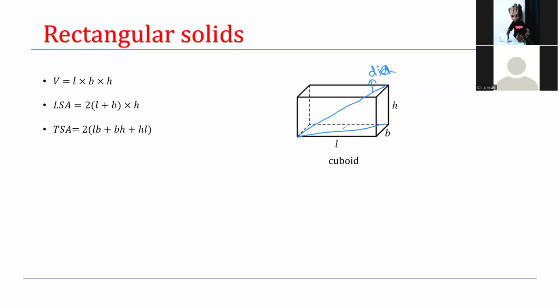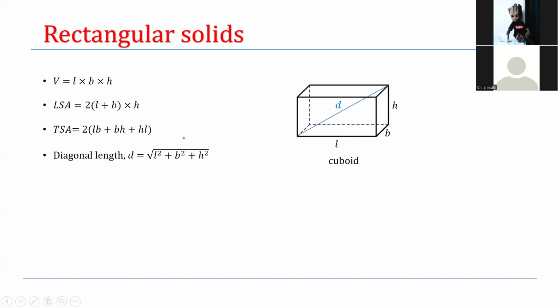This is root of L square plus B square. Why is this root of L square plus B square? This is the right angle triangle. You understand that? And this is also a right angle triangle. So this will become root of L square plus B square plus H square. Did you understand this part? How the diagonal becomes root of L square plus B square plus H square? Yes. So diagonal length is D equal to root of L square plus B square plus H square.